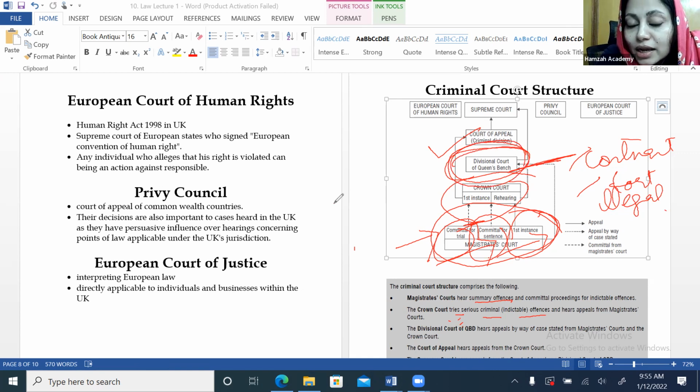So in the criminal court structure, the other two divisions are irrelevant. Only the QBD is relevant. And after the QBD, there is the Court of Appeal, which hears the appeal from the Queen's Bench Division. And after the Court of Appeal, there is the Supreme Court. The criminal court structure is clear.